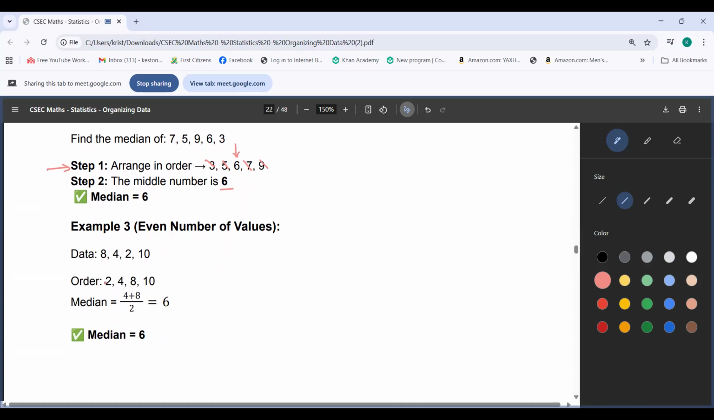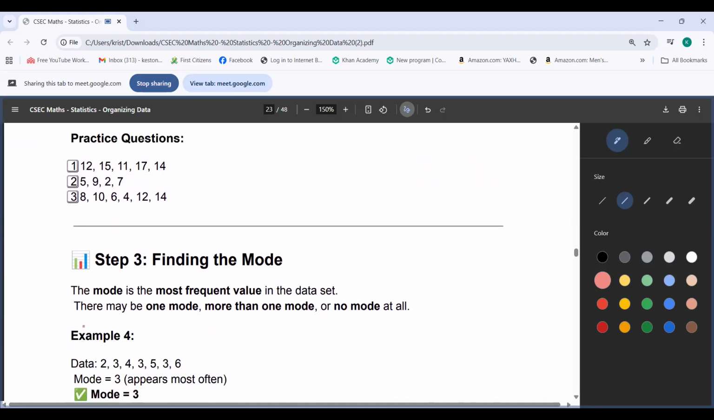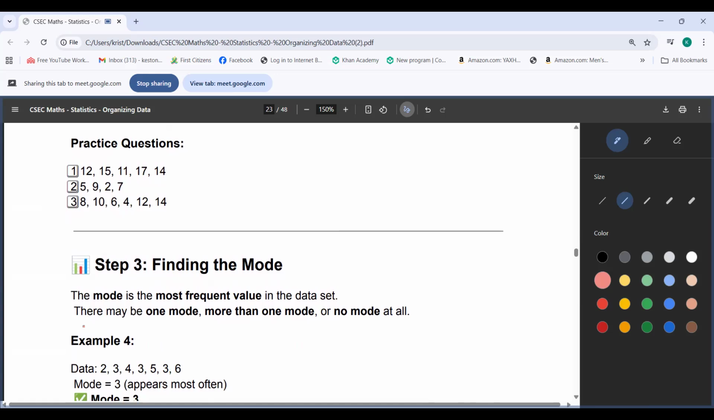We have to order them first, 2, 4, 8, 10. But if I cross from end to end, I end up with two numbers in the middle. This will always happen if there's an even number of values that we are trying to find the median of. When that happens, we find the average of those two numbers. We add 4 and 8 together, and that will give us a total of 12, and 12 divided by 2 would give us 6. And that's how we find the median for ungrouped data. Right? I have some practice questions here. You could try these on your own.